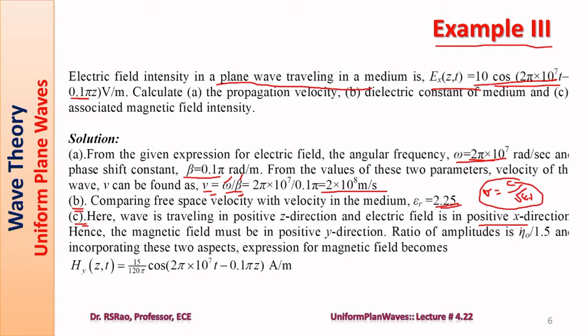The ratio of the amplitudes is E naught by 1.5. What is 1.5? It is the square root of 2.25. So, the ratio of amplitudes is 120 pi divided by 1.5. Incorporating these two aspects, the expression for the magnetic field becomes H(y,z,t) equal to 10 by 120 pi cos(2 pi into 10 power 7 t minus 0.1 pi z) amperes per meter.